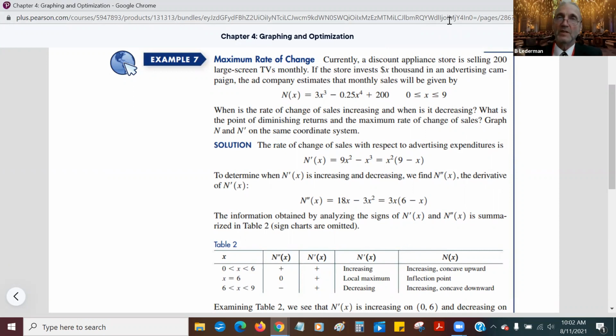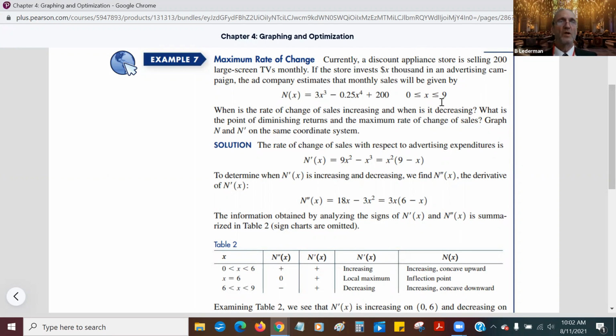That's let each business figure that out. Currently, a discount appliance store is selling 200 large screen TVs monthly. If the store invests x thousand dollars in an advertising campaign, the ad company estimates that monthly sales will be given by N(x) = 3x^3 - 0.25x^4 + 200, where x is between 0 and 9.